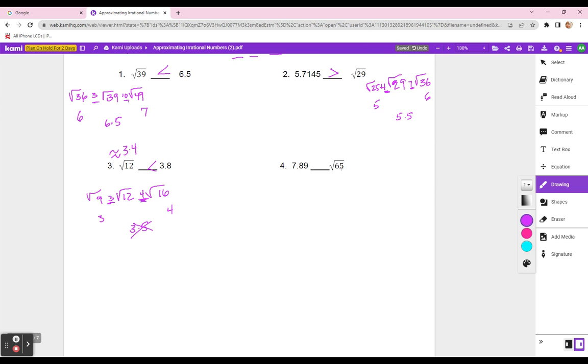Okay, so the square root of 65 is a little more than 8 because the square root of 64, that's 8. Square root of 65 is a little bit more than that. So this number is less than the square root of 65.